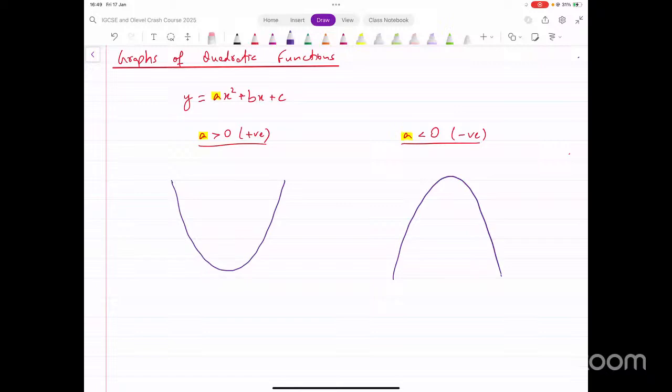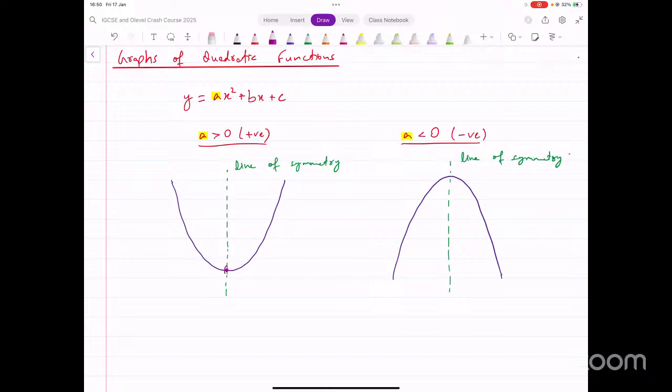Now, these graphs have some properties. Number one, they are always symmetrical graphs. So if you were to break these graphs in the middle, this is going to be a line of symmetry for these graphs. If you were to break them exactly in the middle like this, this is going to be a line of symmetry. So the left side of the graph and the right side of the graph are reflections of each other in this line, okay?